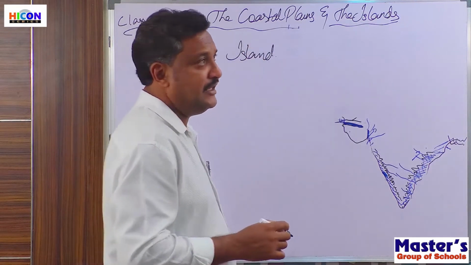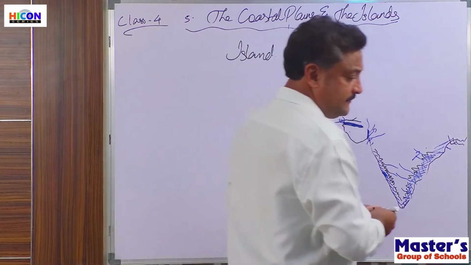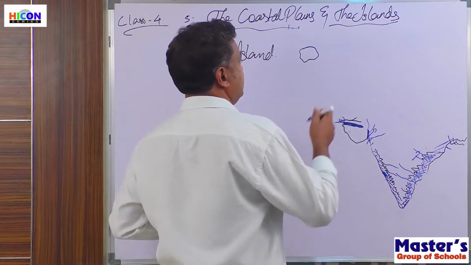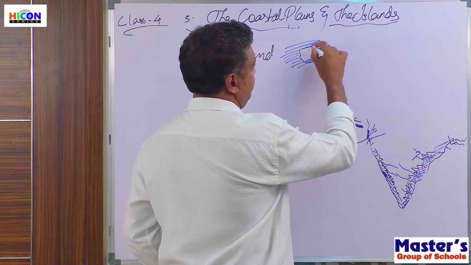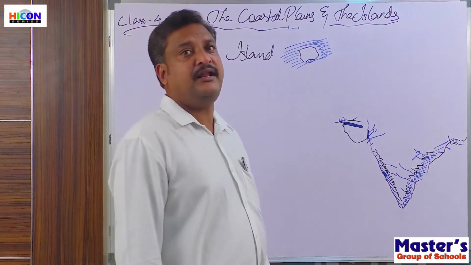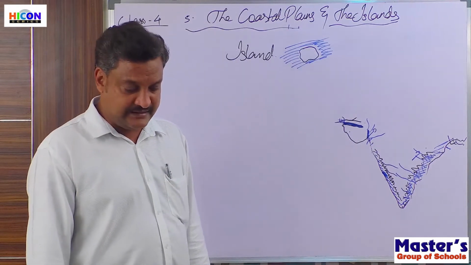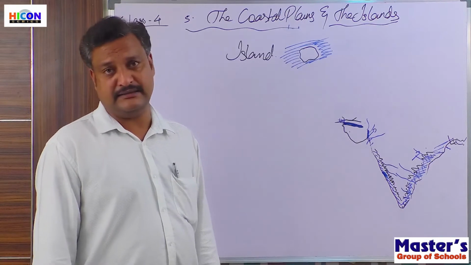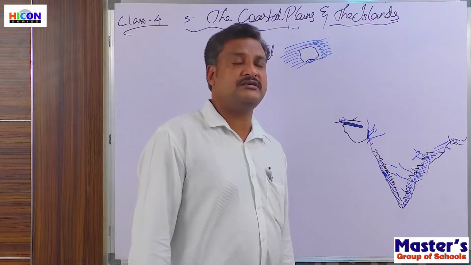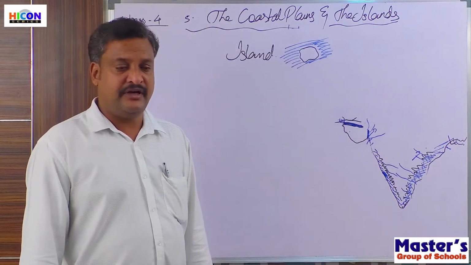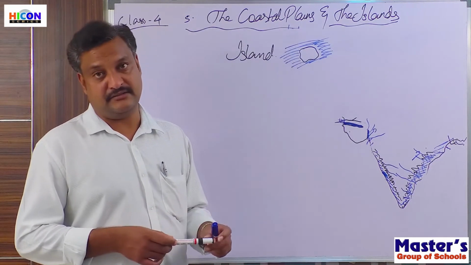An island is a land which is covered by water on the four sides. Okay, a piece of land or a land area which is covered by water on all four sides is called an island, right? So, along with these coastal plains, the coastal area that we have, two sets of islands also. Two major groups of islands are there, right?